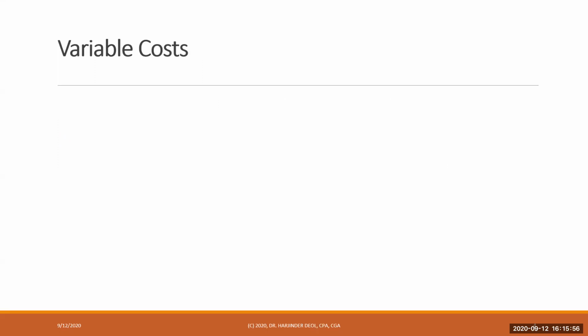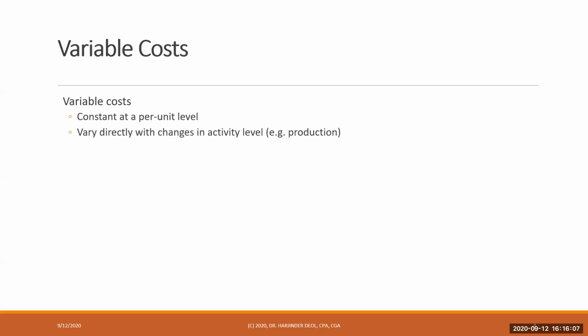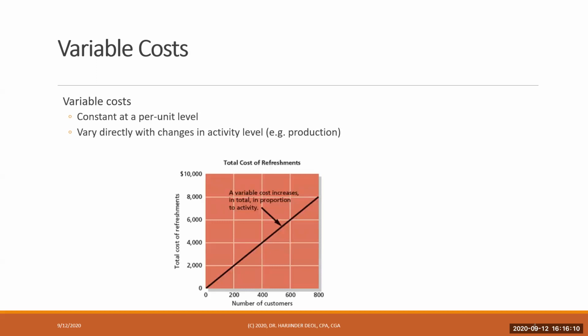In chapter 2, we learned that variable costs are constant at a per unit level, but they tend to vary with changes in production level. So if you look at this graph, the total variable cost goes up as the activity level goes up. You notice on the x-axis or the horizontal axis, as the number of customers served increases, the total cost of refreshments, which is the item shown on the vertical axis, goes up as well.